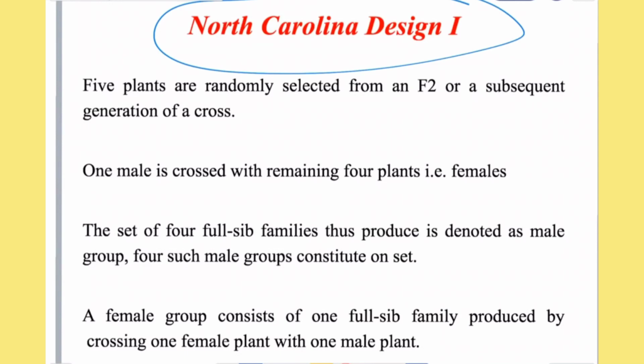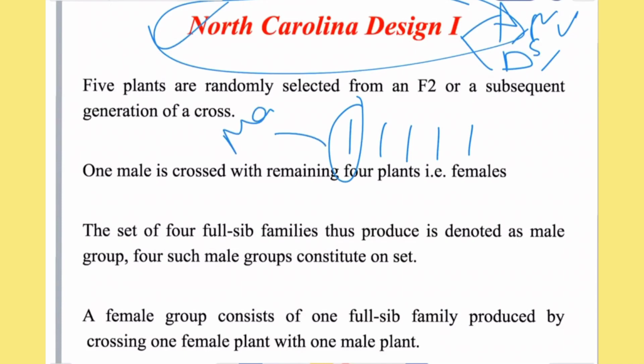It is a very popular multi-purpose design used for both theoretical and practical plant breeding applications, and most commonly used for the estimation of additive and dominance variances, as well as for the evaluation of full sib and half sib recurrent selections. In this analysis, 5 plants are randomly selected from the F2 or subsequent generations, in which one plant acts as the male parent and the other 4 act as female parents, and the one male is crossed with the remaining 4 parents.